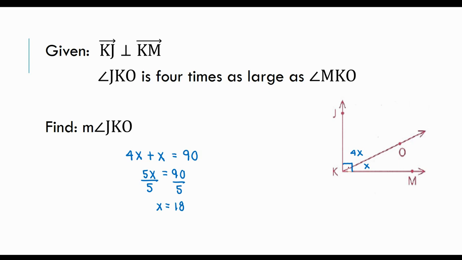Now, if they were asking for X, we would be done. If they were asking for the angle OKM, we would be done because X represents that. But we're not. We want the measure of the angle JKO. Since that's represented as 4 times X, and we just found X to be 18, 4 times 18 is going to give us our angle measure. Because we are talking about an angle, it is in degrees, so I'll put the little degree symbol. If it was a segment, then I would not put the degree symbol. It looks like this angle is 72 degrees.